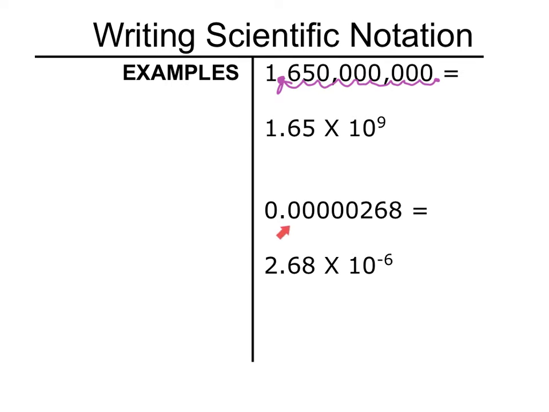Now, let's look at a very small number. I'm going to put my decimal point here between the 2 and the 6. And that creates a factor of 2.68, which again is greater than or equal to 1, but less than 10. And now to find the power of 10 we're going to multiply it by, we're going to take where our decimal point was, and we're going to count how many places we need to get to where it ended up. So I'm going to count 1, 2, 3, 4, 5, 6 places. And because it went to the right, it's a negative 6.